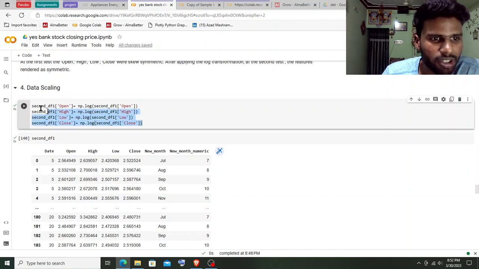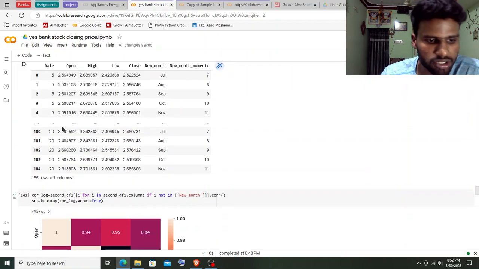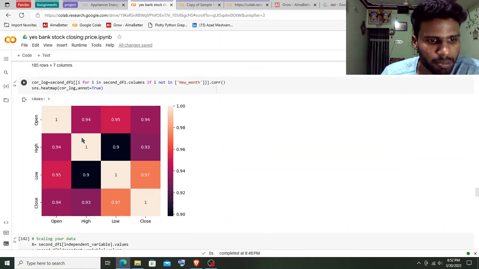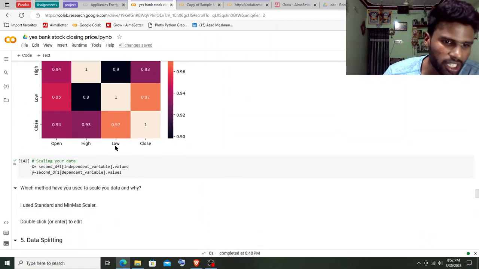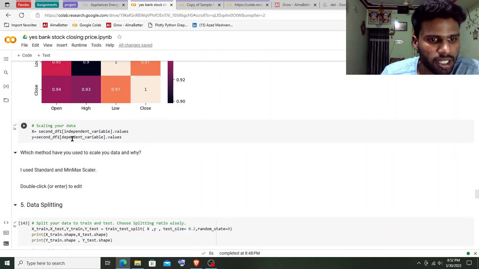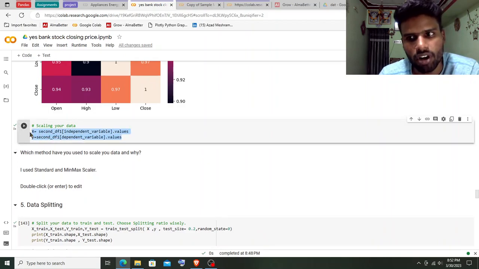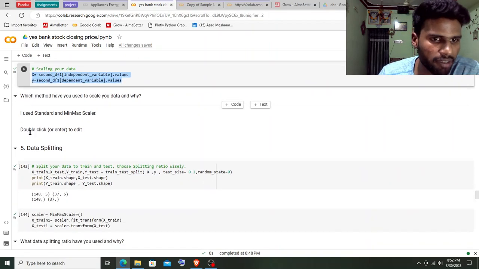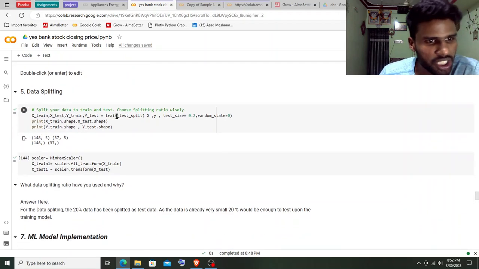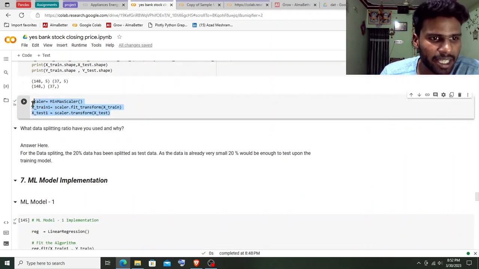Again, now I have replaced the actual value with the log transformed value, and again checked whether there is any correlation between them or not. Now I have defined what will be my x and what will be my y, and using train test split, divided the data set into training and testing and scaled them.